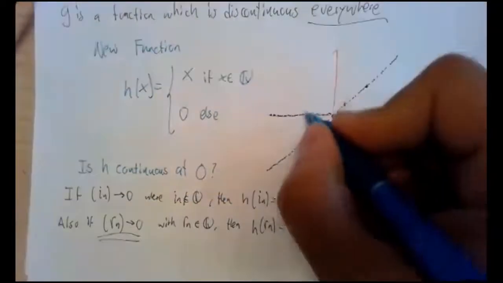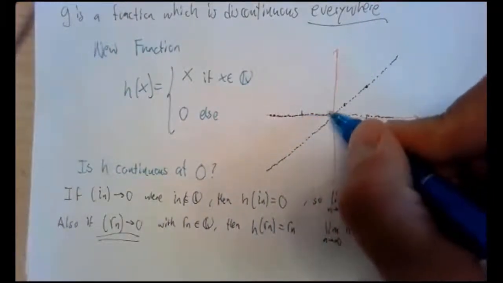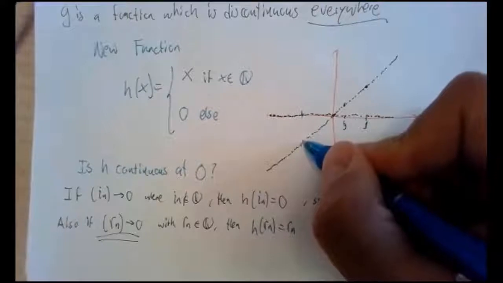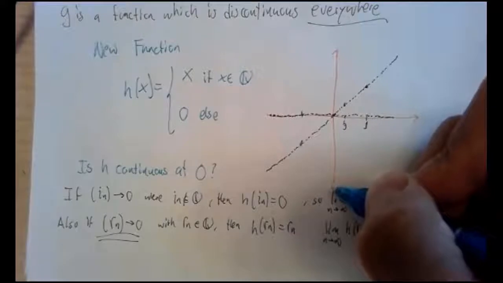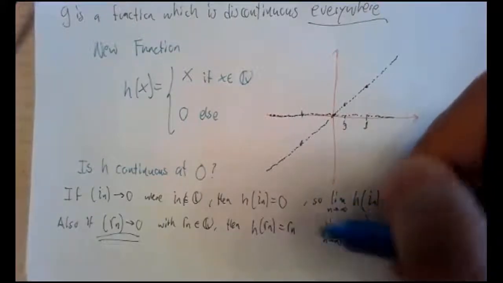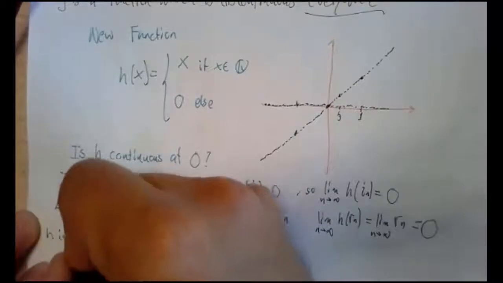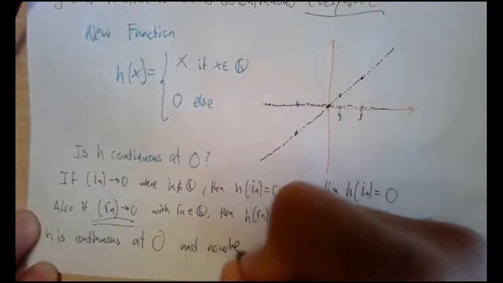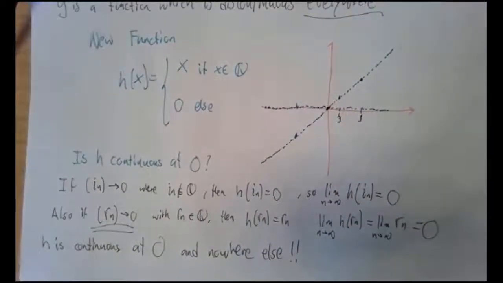Nowhere else, right? If you pick any other point, we can do the same as we did for Dirichlet's function. We can create a sequence of irrational numbers where they're all 0, or we can get a sequence of rational numbers where they're all equal to whatever this other number is, right? So for any other number, it will fail, but for 0, it works. So this h is an example of a function that is continuous at only one point. H is continuous at 0 and nowhere else. All right. Questions so far?